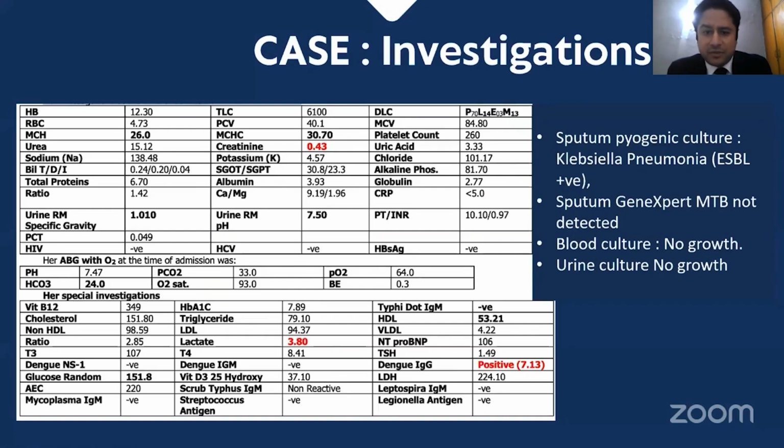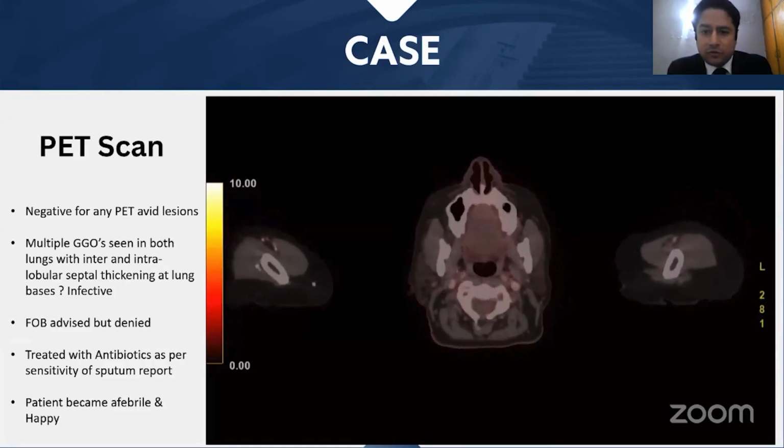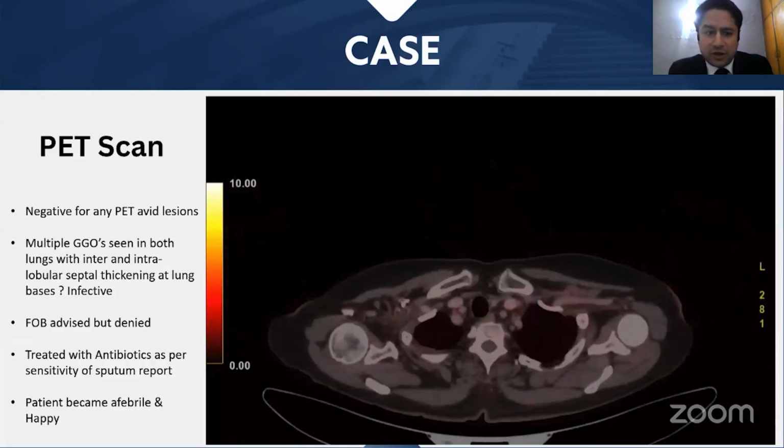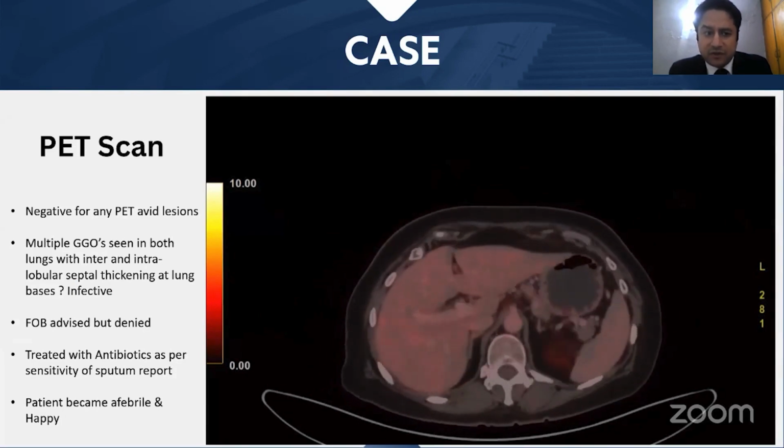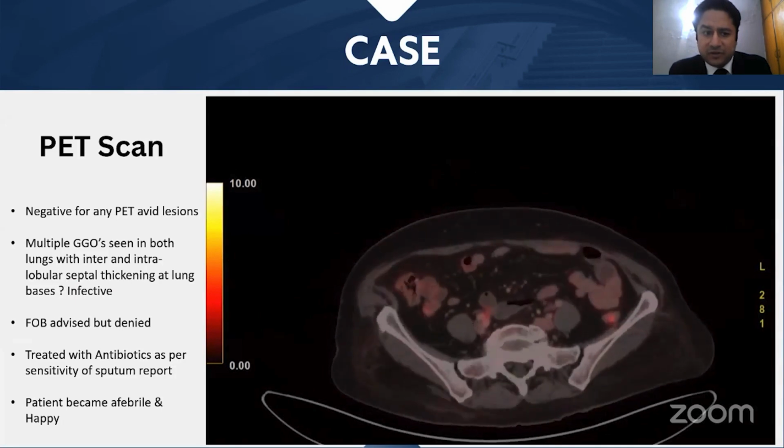These are her lab investigations. A sputum culture was positive for Klebsiella. GeneXpert was negative. So for evaluation of the weight loss, we did a PET CT scan. This is a PET CT scan which was negative for any PET avid lesions.